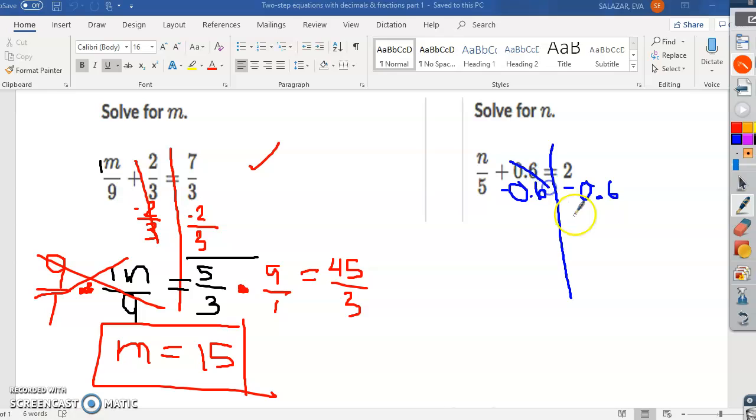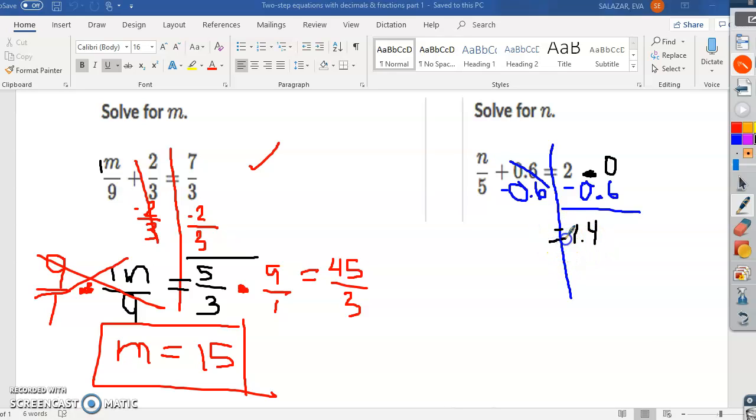And this cancels out, and I can actually go ahead and solve 2 minus 0.6, and that's going to give you 1.4. And remember, just to give you a little bit of decimals, this would be 2.0 here. Borrow, you have 10. 10 minus 6 is 4. 1 minus 0 is 1, and that's how I got 1.4.